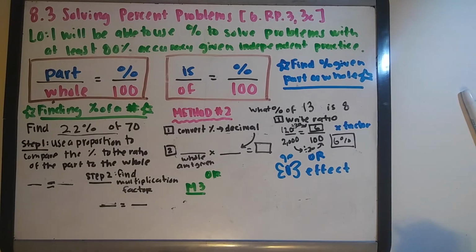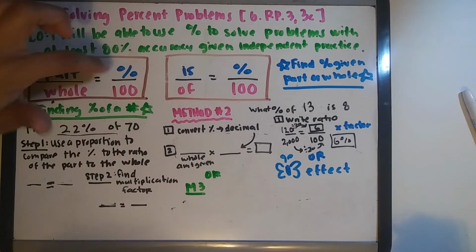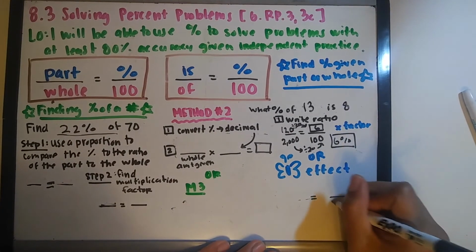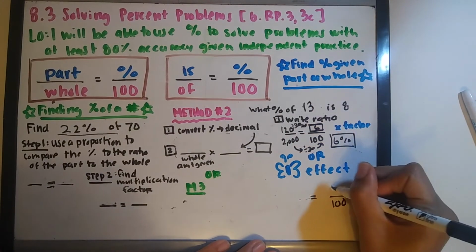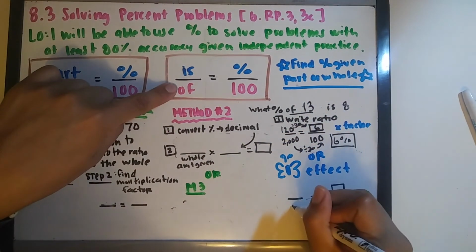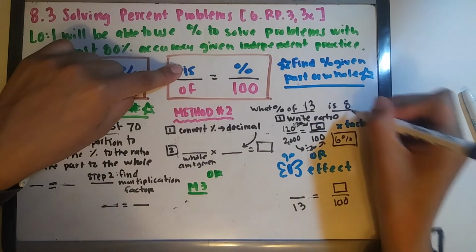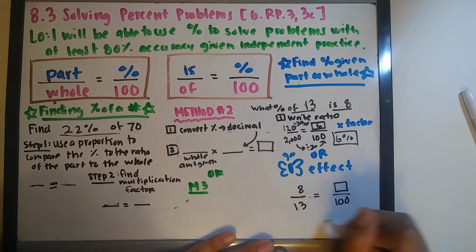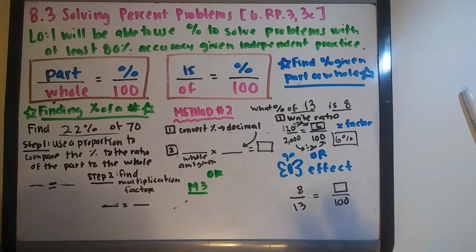So I'm going to, again, either do this one or this one. So I have 100% always here. The percentage, no, that's what I'm looking for. Do I know the of? Yes, that's 13. That's my whole. And then do I know the is? Yes, that's 8. In this case, nope, it's going to be a fraction, decimal. I don't want to deal with that.